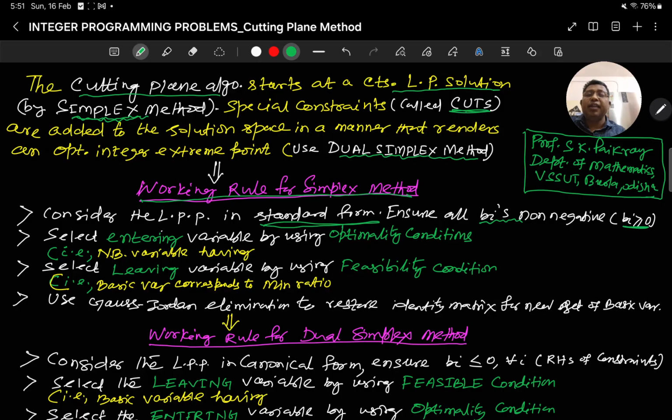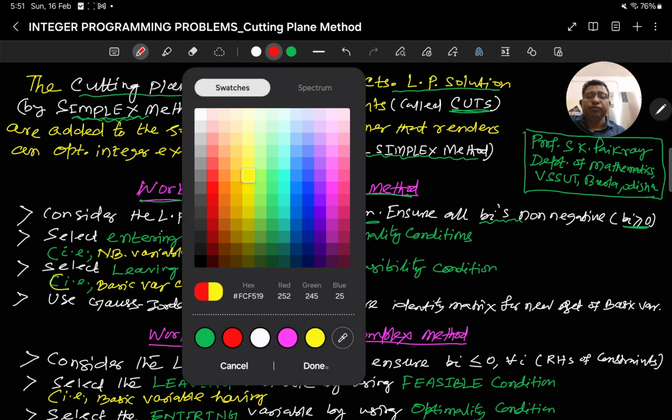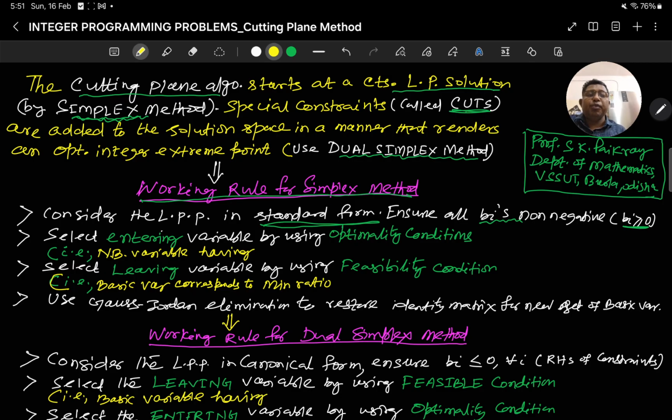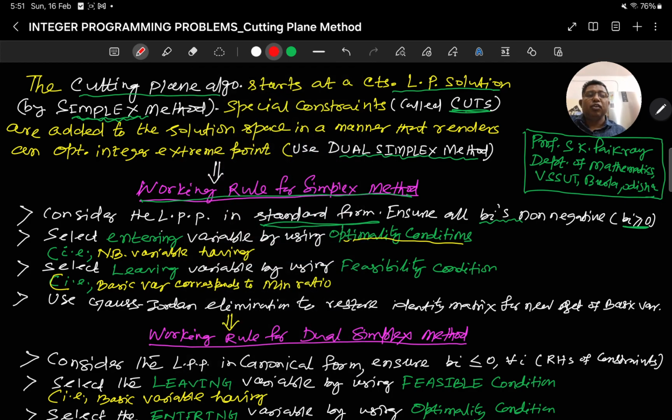Then we select an entering variable by using the optimality condition. Here the optimality condition means we have to see whether the net evaluation delta j is greater than or equal to 0 or not. If yes, then optimality is achieved.